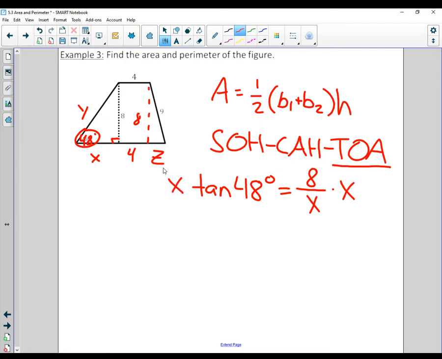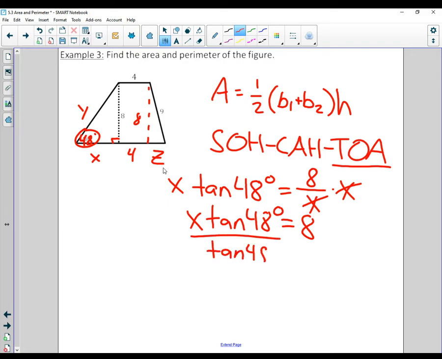Multiply both sides by X. You get X times the tangent of 48 degrees equals 8. Tangent of 48 degrees is just a number. If we have X times a number and we want X by itself, we better divide by that number. So I'm just going to divide by the tangent of 48 degrees, and that's something we can throw into our calculator. 8 divided by the tangent of 48 degrees is 7.2.